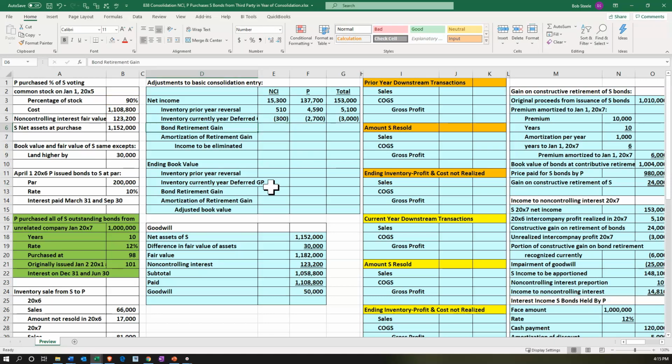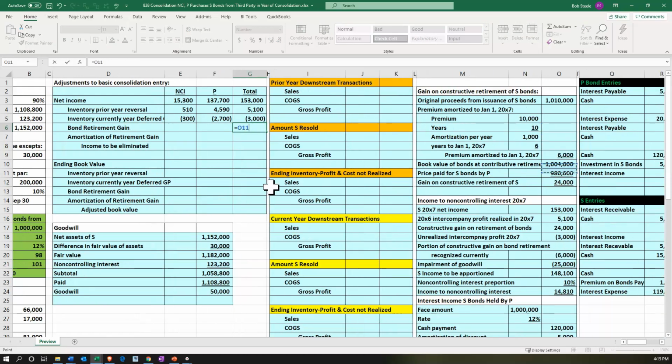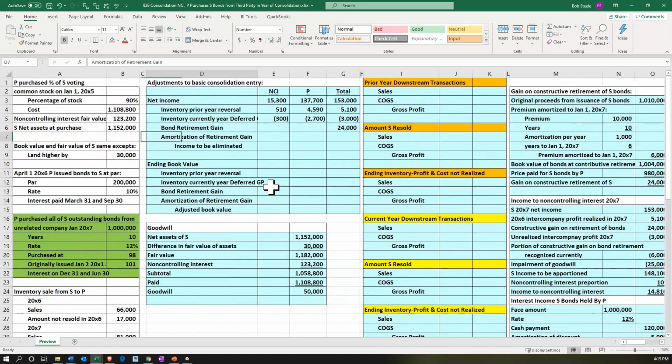And then we've got the gain on the retirement. This is going to be that 24,000 because that purchase took place in the current year of the bonds that were issued to somebody else. So it's 24,000. We're going to split this one out as well between the controlling and non-controlling interest, 90% and 10%. There's the 90, and there's the 24,000 times 1 minus the 90, or of course the 10%.